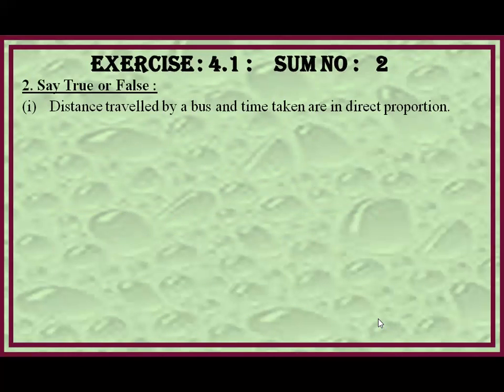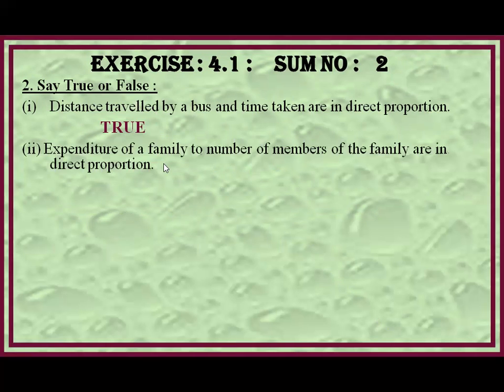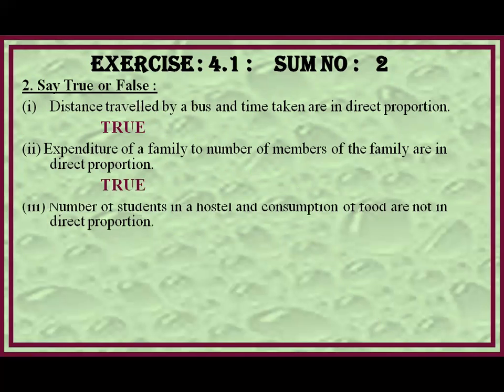Distance traveled by a bus and time taken are in direct proportion. It is true. Distance and time are in direct proportion. Expenditure of a family to the number of members of the family are in direct proportion. Yes, if the expenditure for one person is 1,000, for 10 persons it's going to be 10,000. So they both increase, so it's direct proportion.